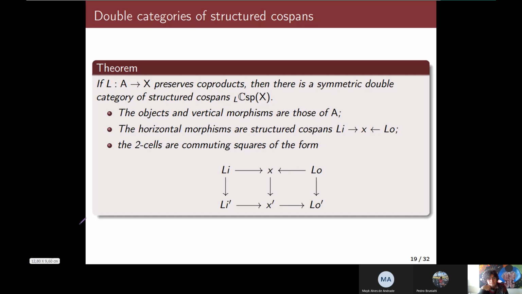So, double categories of structured cospans, and the main theorem here is that if this functor here preserves products, then there is a symmetric double category of structured cospans. So the objects, which we call structured cospans, look like this. The objects are these morphisms here, like I and O. And the vertical morphisms are just these morphisms in A. The horizontal morphisms are structured cospans, and the two cells are a pair: a map here, a map here, a map here, such that this commutes, this commutes.